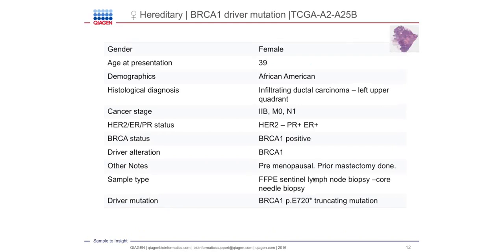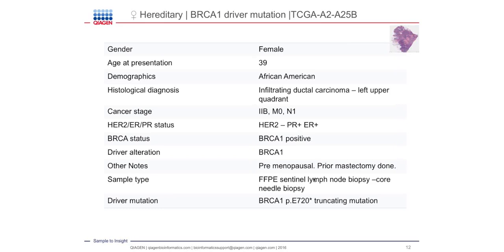So here, if we take a look at this particular case, we have a 33 years old African-American woman that was presented with a stage 2B infiltrating ductal carcinoma in the left upper quadrant. She was HER2 negative as well, PR-ER positive. She was positive for BRCA1, and in this, based on the variant profile, the BRCA1 is most likely the driver mutation in this particular case.